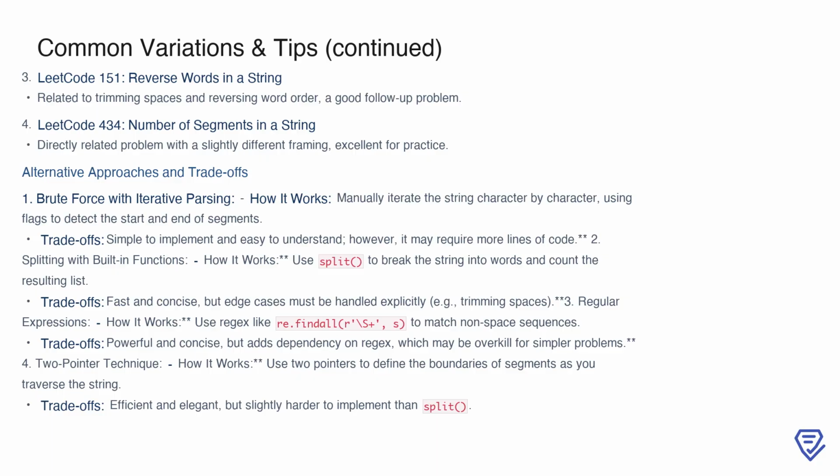Regular expressions are another option, using something like re.findall or \S+ to match non-space sequences. This method is powerful and concise but introduces dependency on regex, which might be unnecessary for simpler problems. Lastly, the two-pointer technique offers an efficient and elegant solution by dynamically defining segment boundaries as you traverse the string. While slightly more complex to implement than split, it balances performance and clarity effectively. Each approach has its merits, so choosing the right one depends on the problem constraints and your familiarity with the techniques.